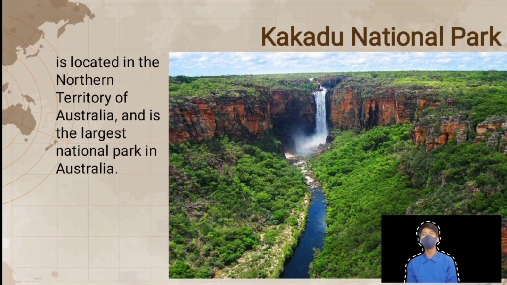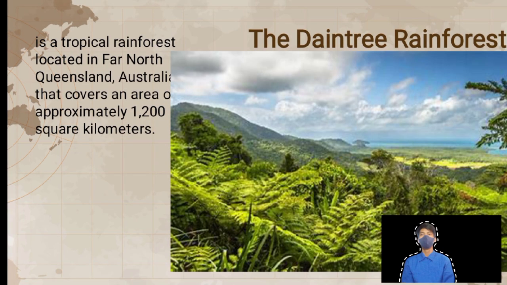The Kakadu National Park. The Kakadu National Park is located in the Northern Territory of Australia and is the largest national park in Australia. It covers an area of about 19,804 square kilometers and is also home to numerous Aboriginal sites, including rock art galleries and rock shelters, as well as archaeological sites that date back more than 40,000 years.